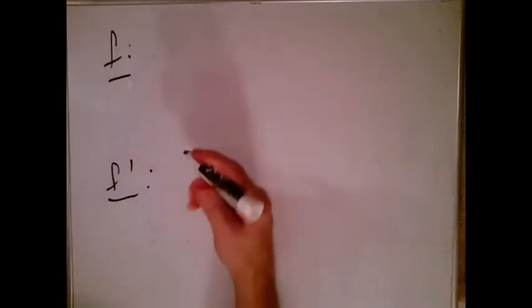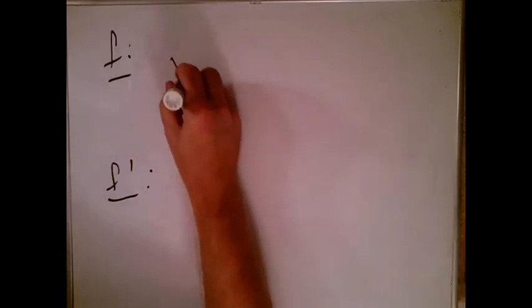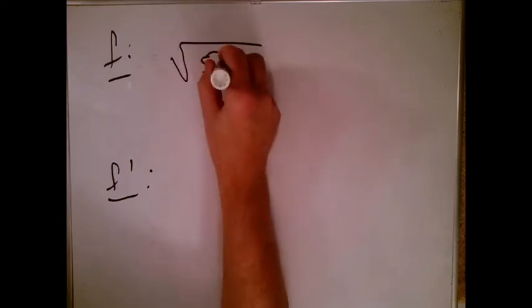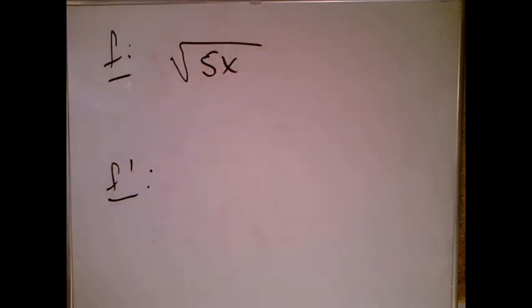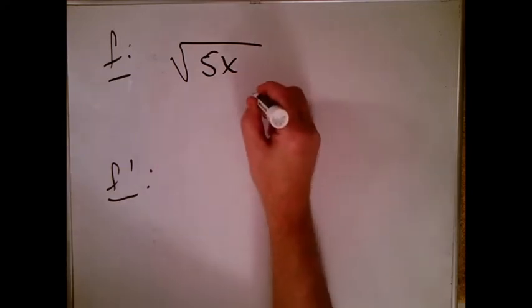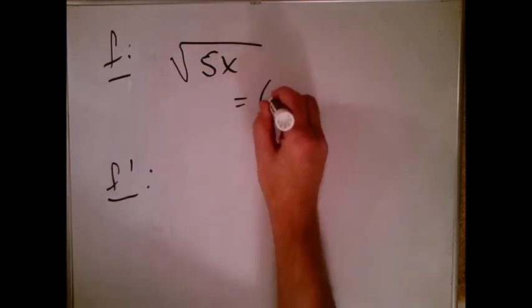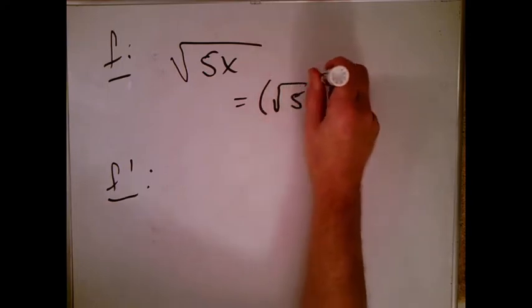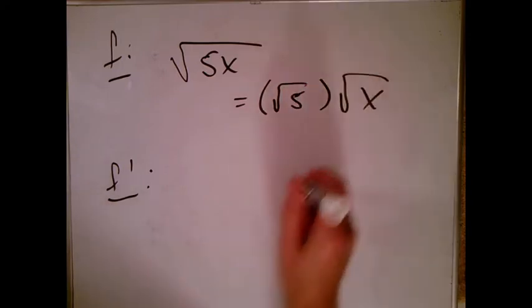The next one is the square root of 5x. Okay, pause the video, see what you would do, and come back. Welcome back. If I'm going to do that one, I'm going to say I don't know how to take the derivative of square root of 5x, but using our algebra, we know that we can rewrite this as the square root of 5 times the square root of x.